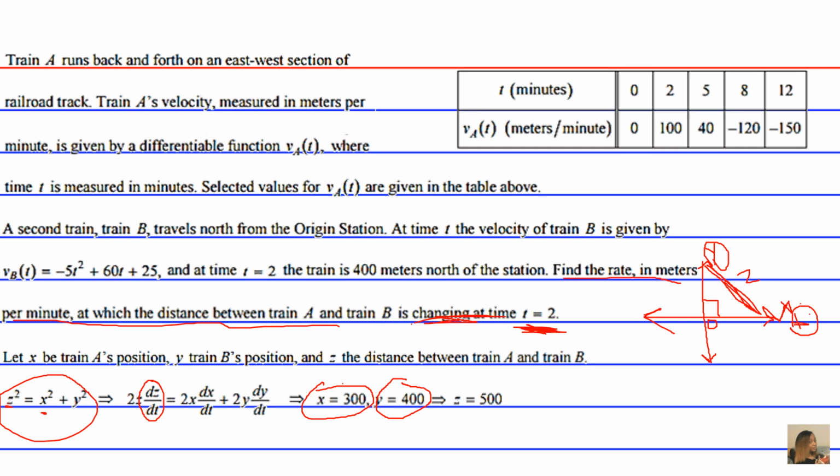So using the Pythagorean theorem, 300 squared is going to give us 90,000. 400 squared is going to give us 160,000. So when we add those together and take the square root of 250,000, we get z equals 500, okay? So the distance between them at t equals 2 is 500. That's not our actual answer. That's just the distance between train B, because y represents train B's distance, and train A, okay?